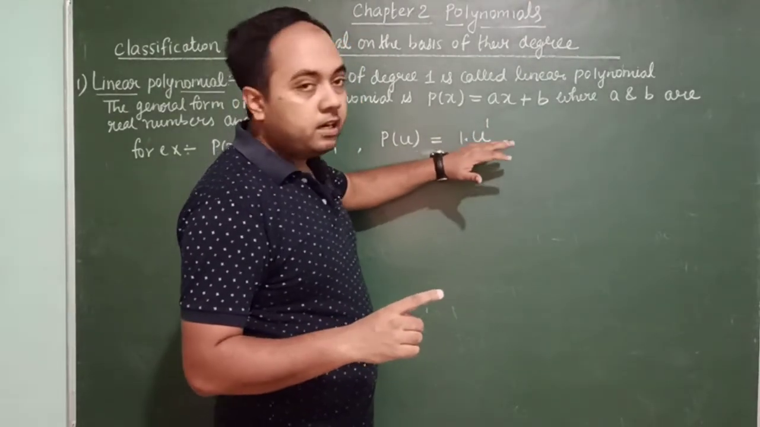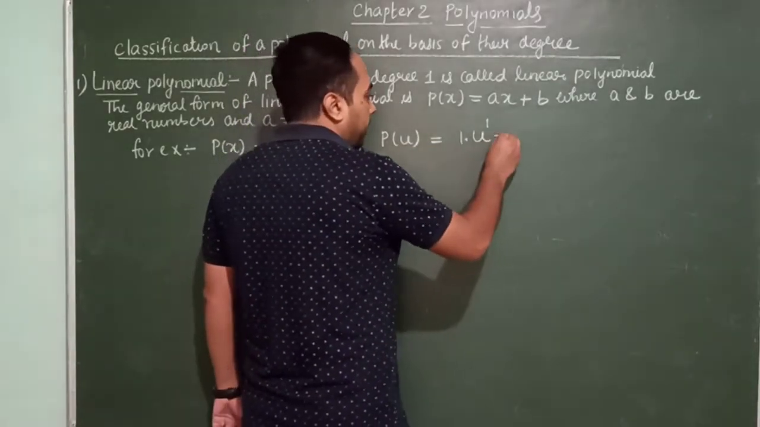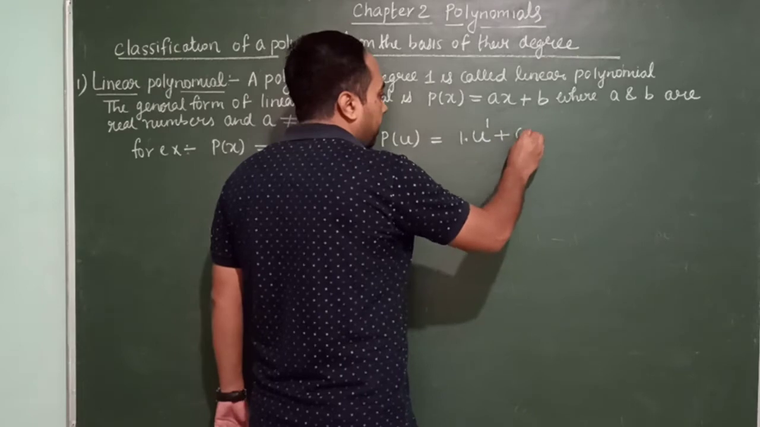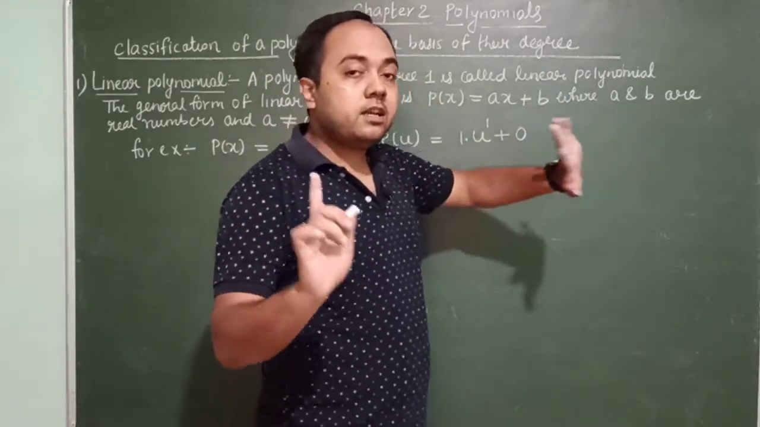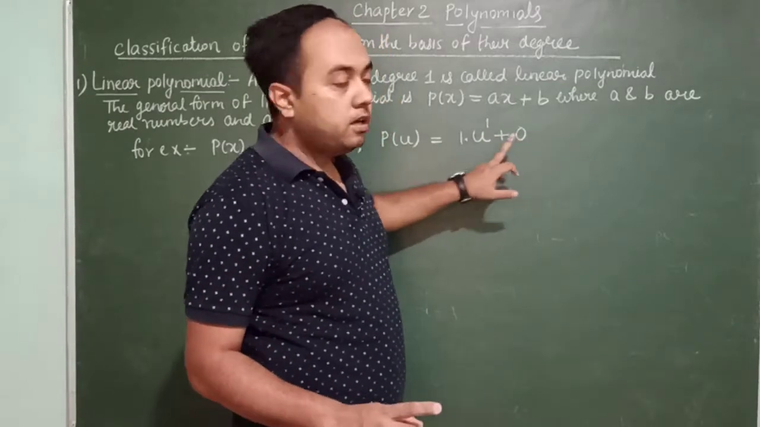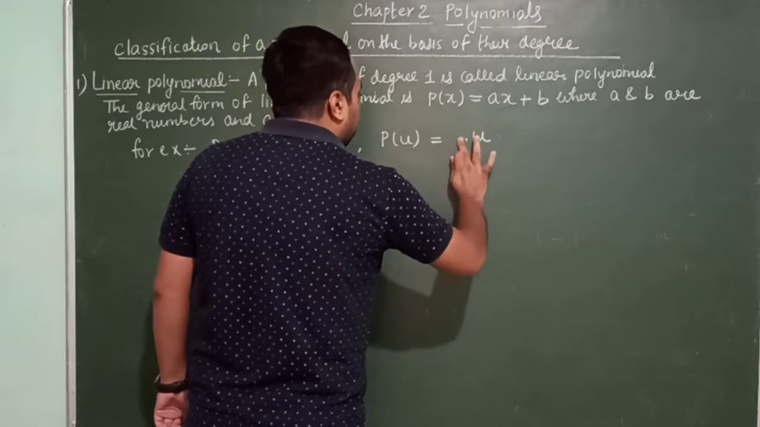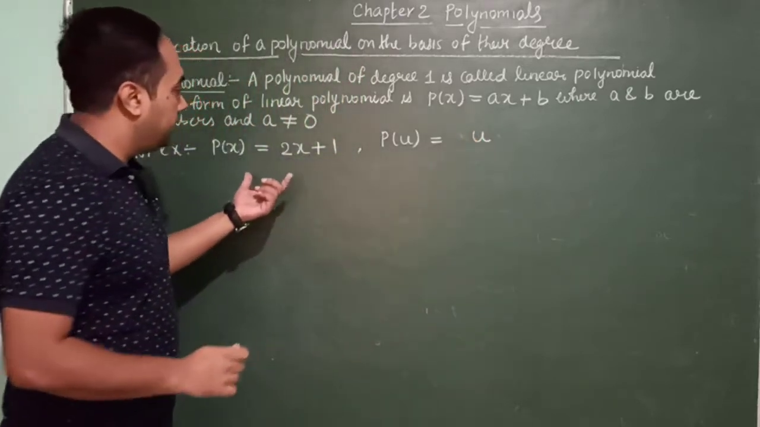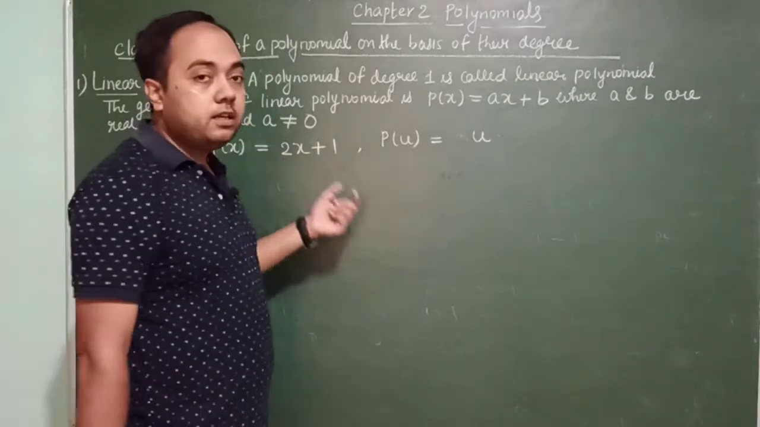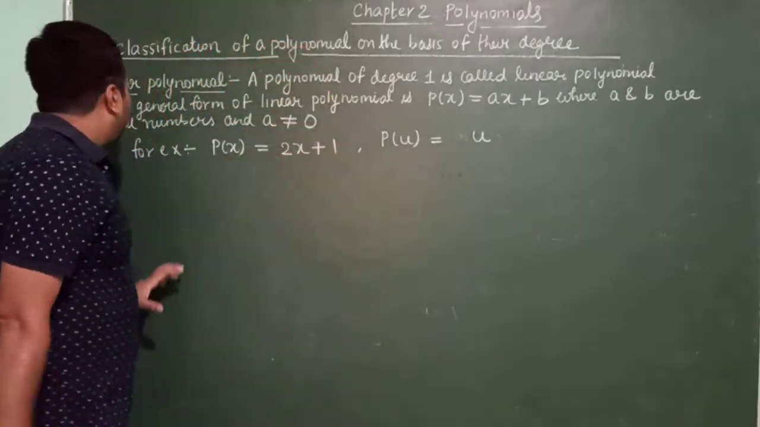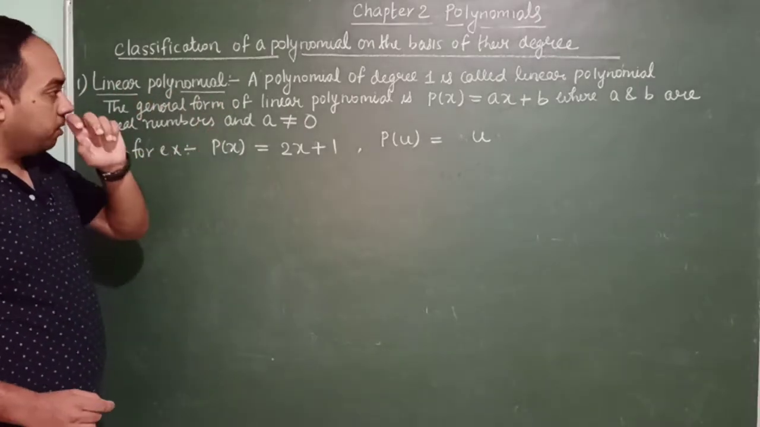Also, what is it doing to all these conditions? Satisfying them. See how: before u here there is 1, and where nothing is written here, it means what is written here? 0. And see, for b what have we defined here? That b is a real number. So we can keep b as 0 also. So this means from here we can say that a linear polynomial can be a monomial, a single term, and also it can be a binomial. Okay. So right now we have studied the definition of linear polynomial.